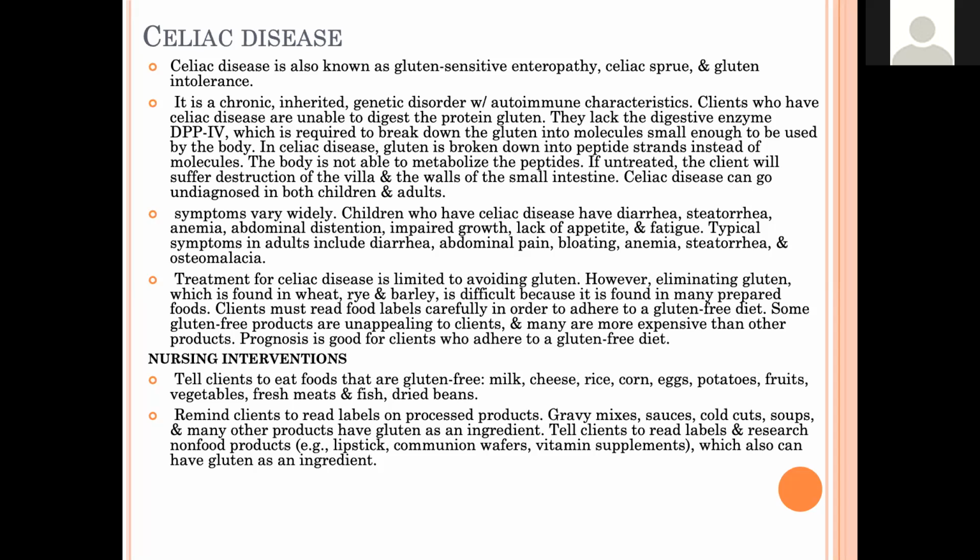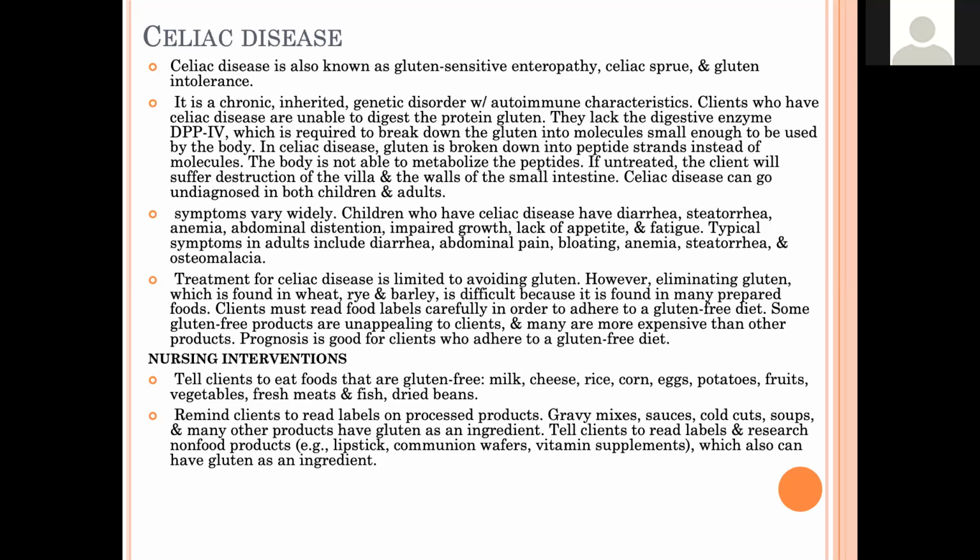Okay, what is osteomalacia? This is essentially bone malformation. Okay, and it's basically a result of the problem with calcium metabolism and with the production of collagen.